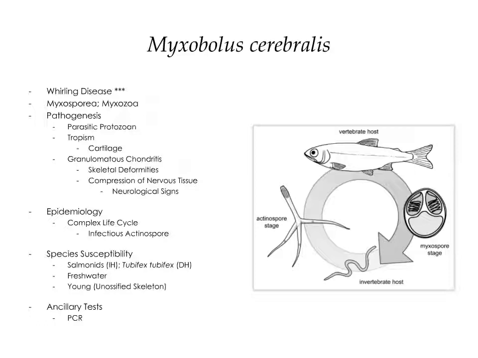Tubifex worms typically serve as the definitive host. Younger fish are particularly predisposed, given that their skeletons are largely unossified. Ancillary testing includes PCR.